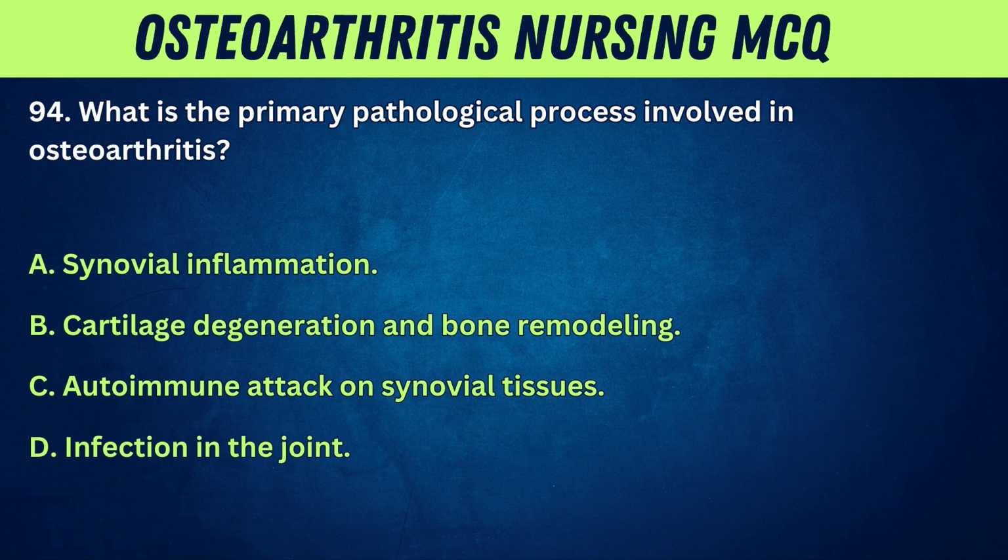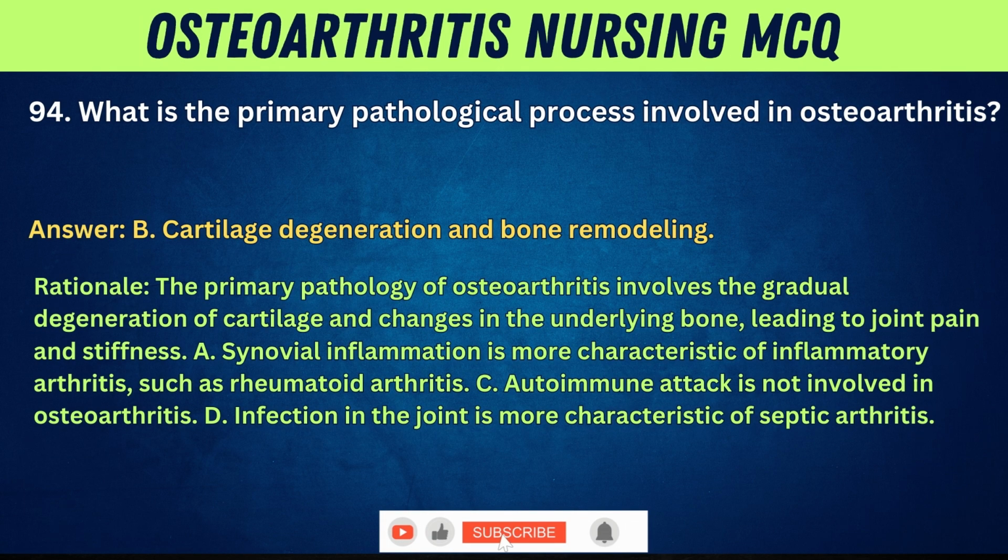osteoarthritis. 94. What is the primary pathological process involved in osteoarthritis? A. Synovial inflammation. B. Cartilage degeneration and bone remodeling. C. Autoimmune attack on synovial tissues. D. Infection in the joint. Answer: B. Cartilage degeneration and bone remodeling.